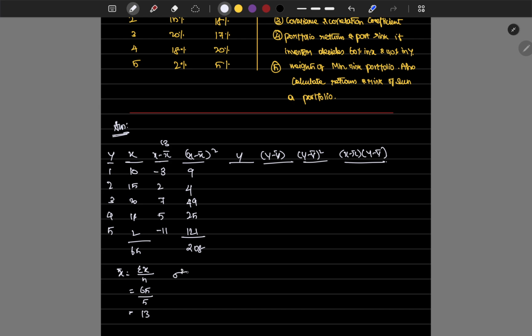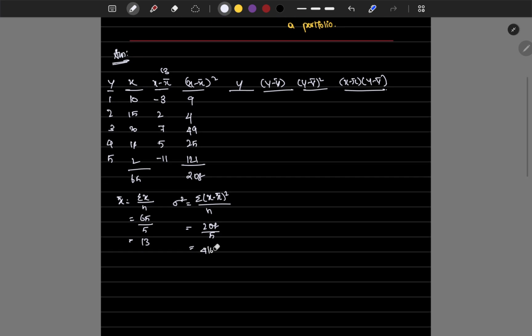Now we have to find out the variance, which is summation of x minus x bar the whole square divided by n, which is 208 by 5. How much? 208 by 5 is 41.6 percentage square. What's the standard deviation? 41.6 square root, which is 6.45 percentage, is the standard deviation. Now we have completed the x part.